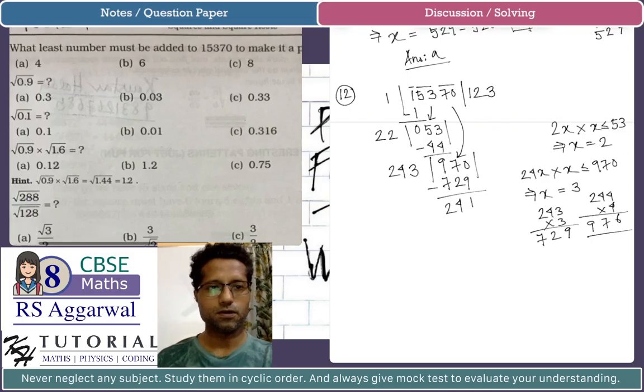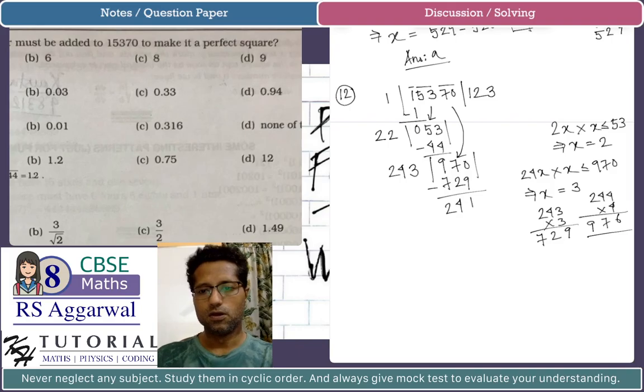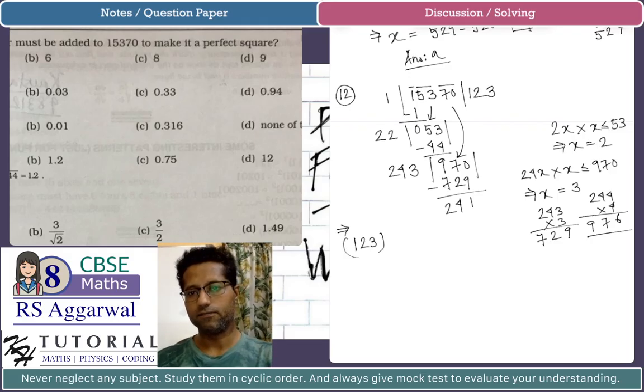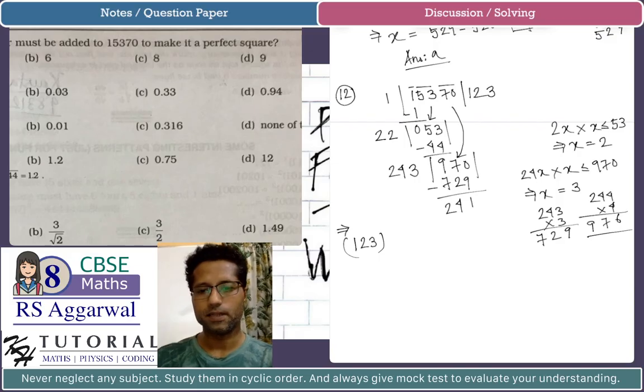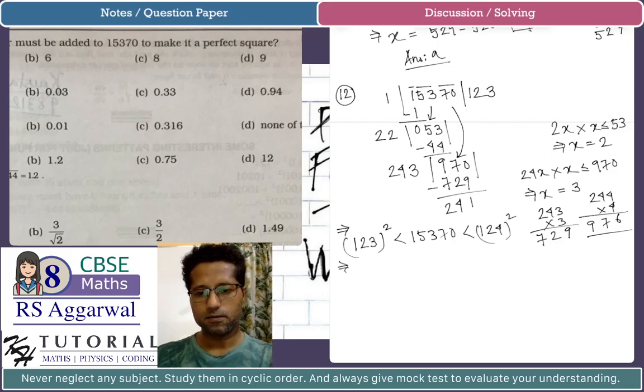Now the question is, what least number must be added to 15370 to make it a perfect square? Okay, so we know that the given number 15370 will lie between the square of the quotient, that is 123 square, and the quotient plus 1 square, that is 123 plus 1 is 124 square.